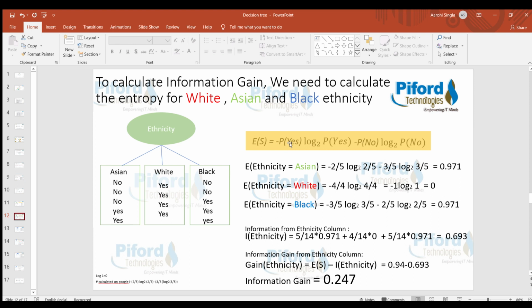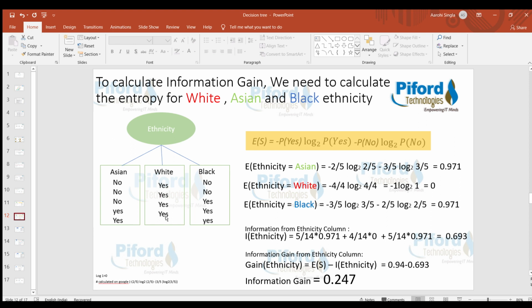Probability of yes. How many total records were there? 4. And how many yeses were there? 4. That means 4 by 4 log 2, 4 by 4. So this is what you'll get, minus 1 log 2, 1. And log 1 is equal to 0. If you multiply 0 with 1, you'll get 0. That means there is no impurity in this particular data, because all the records are similar. So there is no entropy.